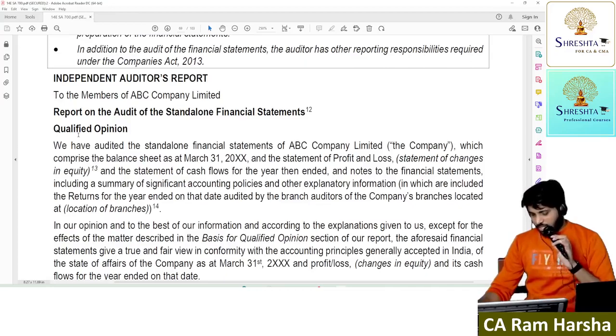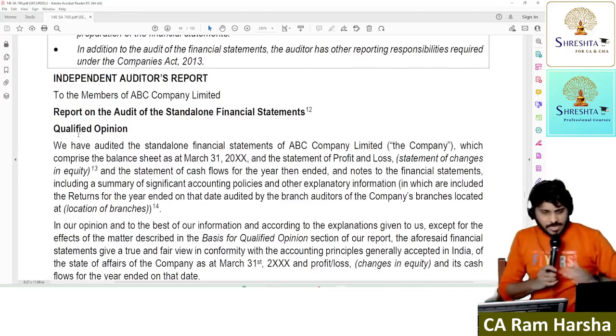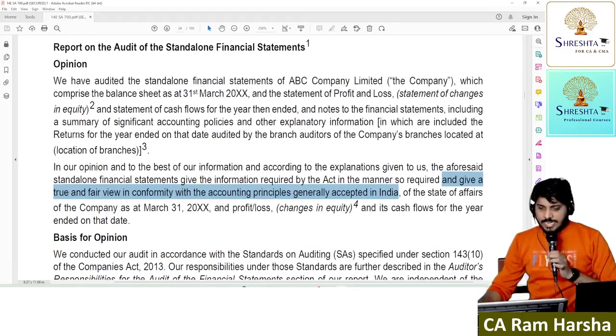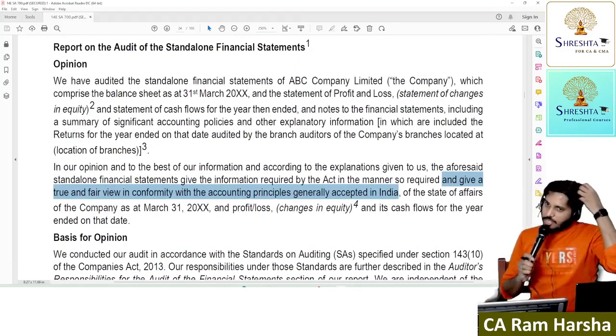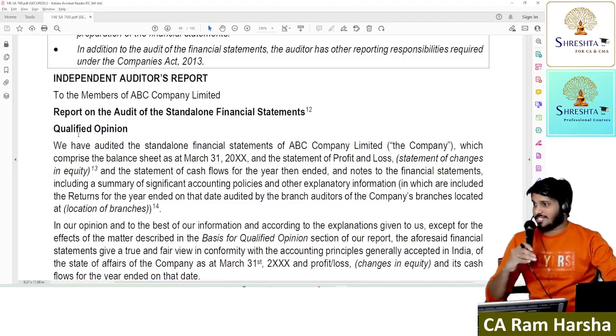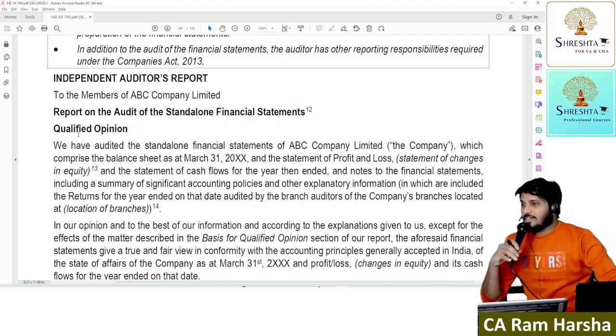What side heading did they use? Whereas in the previous example, which side heading did they use? Simply opinion. So when you are giving an unqualified opinion, simple opinion is enough. When you are giving a qualified opinion, the side heading must be qualified opinion. Suppose if it is adverse opinion, or disclaimer of opinion, accordingly.